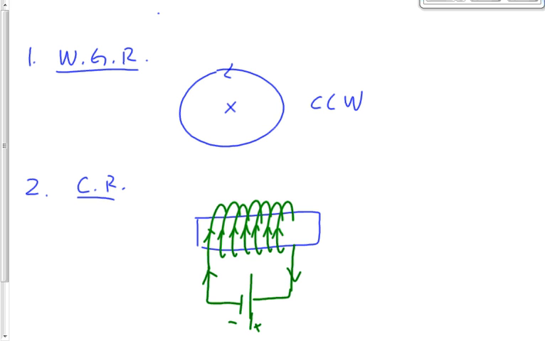This time we're going to do the exact opposite process that we did with number one, the wire grasp rule. We're going to stick our fingers in the direction of the current, which if we roll up our piece of paper to make it into our coil here, okay, our fingers are going to go up in the front.